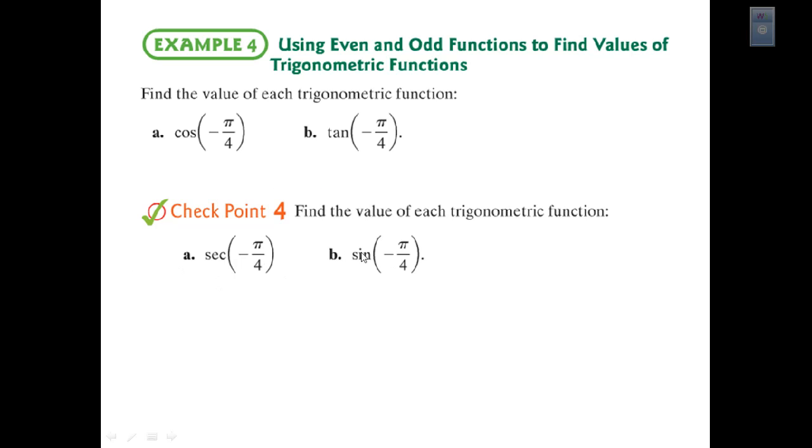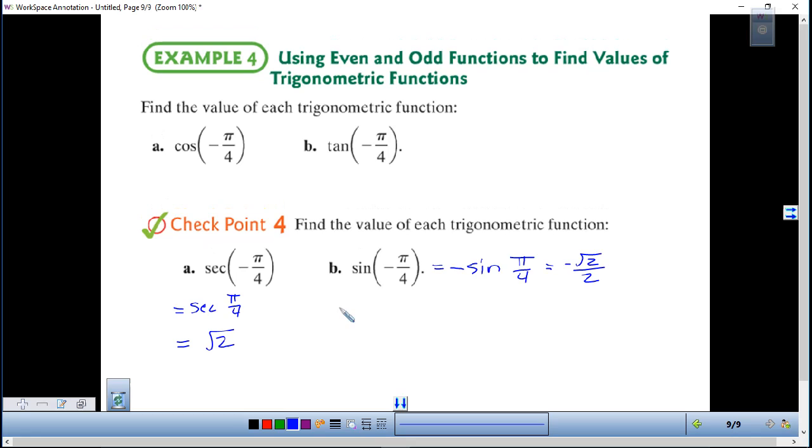All right, you guys try these two. I'm going to give you a little bit. I'm going to pause it. You pause it, work them out, and then come back and check your answers in 3, 2, 1.